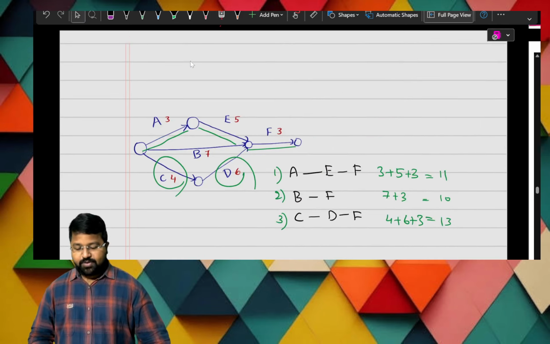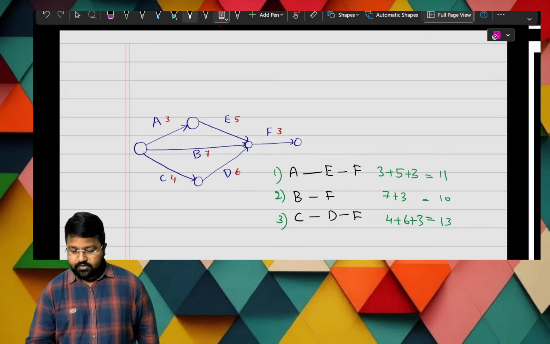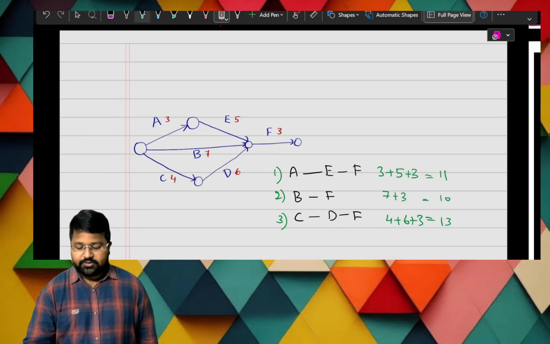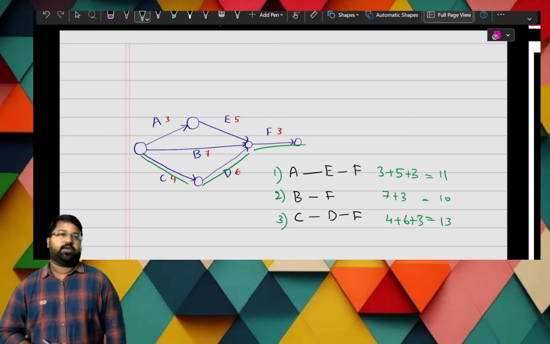So that path should be mentioned with a double line. So this is also not a critical path. The critical path is this: C, D, F. The critical path should be mentioned with a double line. C, D, and F. Okay.